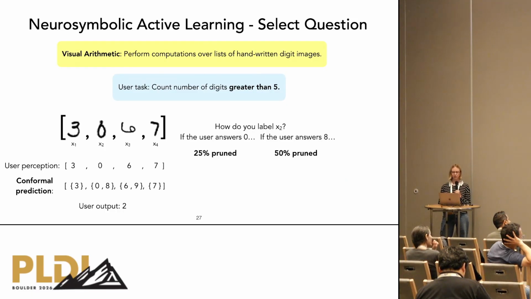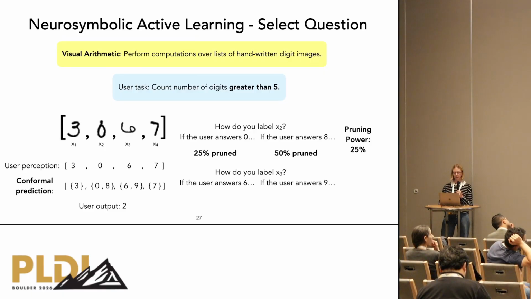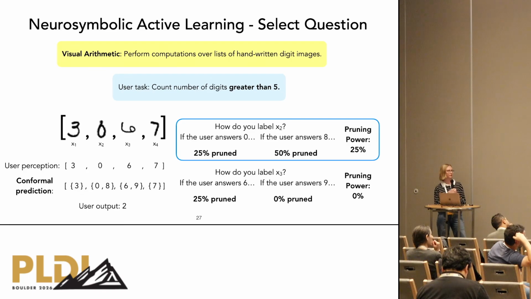So the worst answer of this question is 0, because it will lead to 25% of programs being pruned. Hence, the pruning power of this question is 25%. Meanwhile, the worst answer of the second program is 9, which will cause 0 programs to be pruned. Hence, we see that the first question is the better one to ask the user, because even in the worst case, we'll still prune 25% of programs.